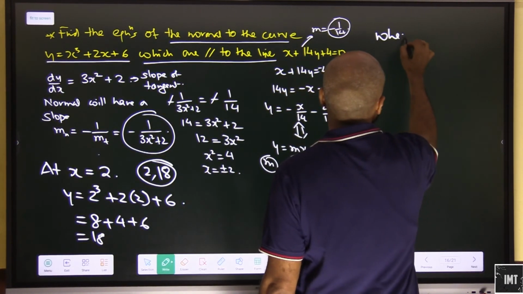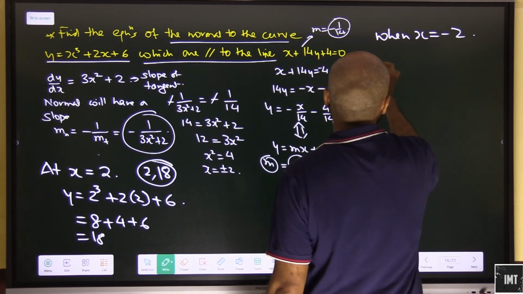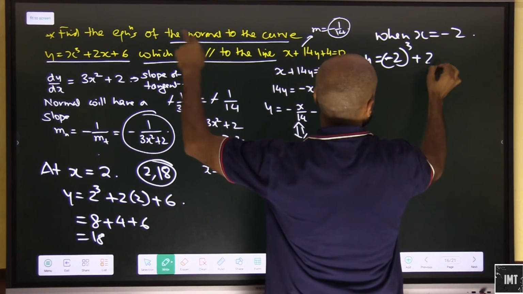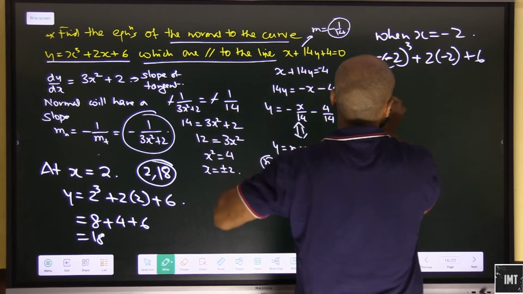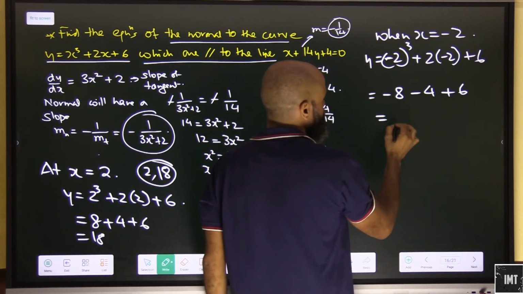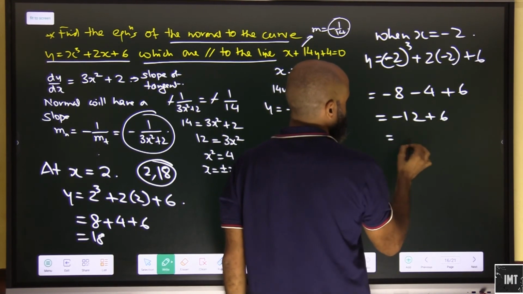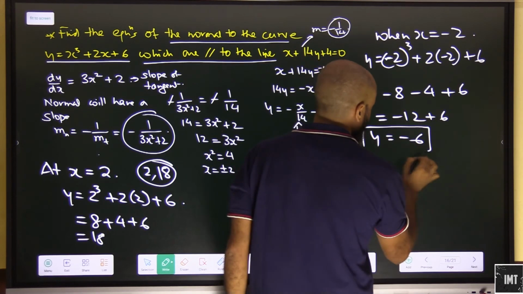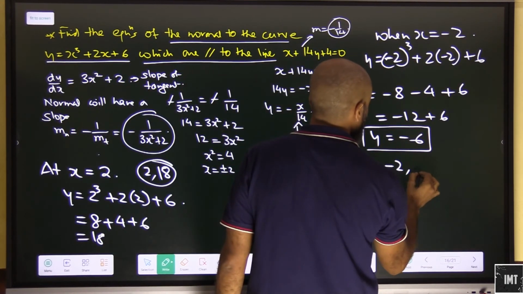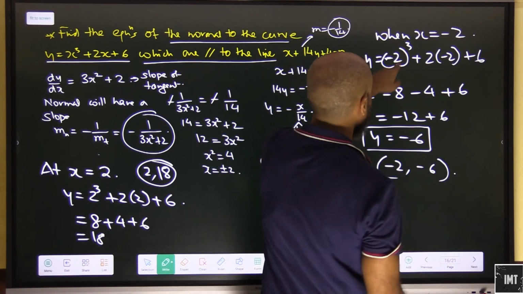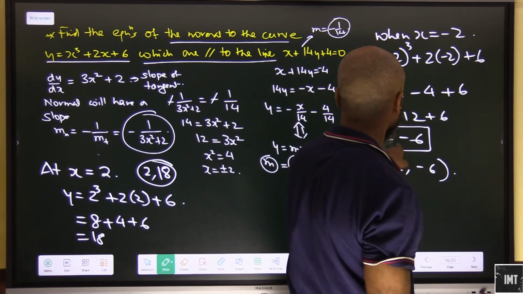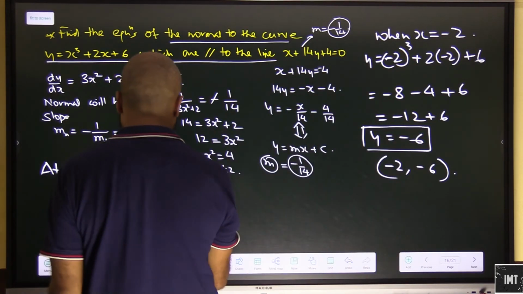When x is equal to minus 2, y will be equal to minus 2 cube plus 2 into minus 2 plus 6. So that's going to give you minus 8 minus 4 plus 6. So this will be minus 12 plus 6. That's going to be minus 6. Y will be equal to minus 6. So what points do we have? Minus 2 and minus 6. Minus 2 cube, that is minus 8, minus 4 plus 6, minus 12 plus 6. So that will be minus 6. So minus 2 and minus 6.